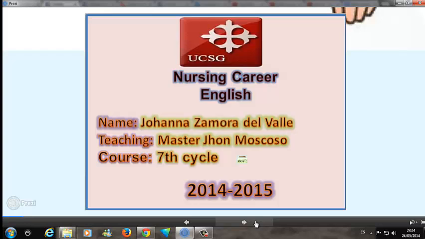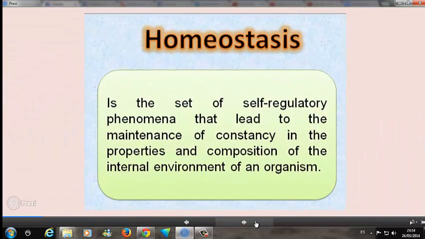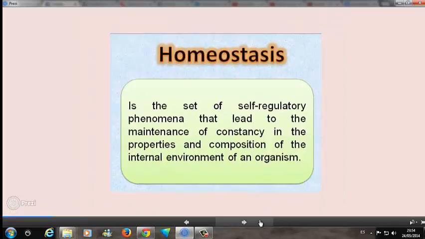My name is Johanna Zamora, and my topic is homeostasis. Homeostasis is a set of self-regulatory phenomena that lead to the maintenance of constancy in the properties and compositions of the internal environment of an organism.